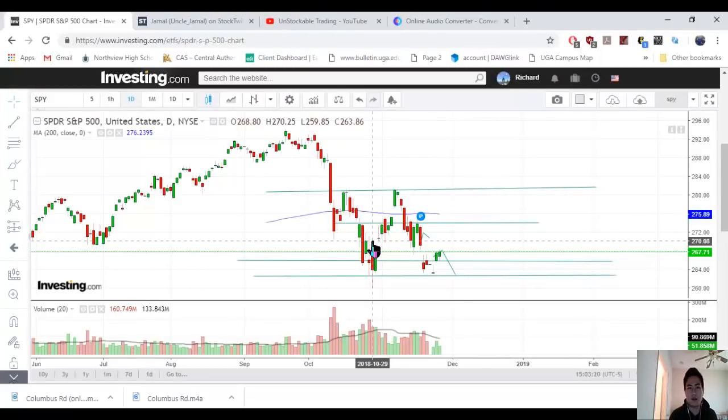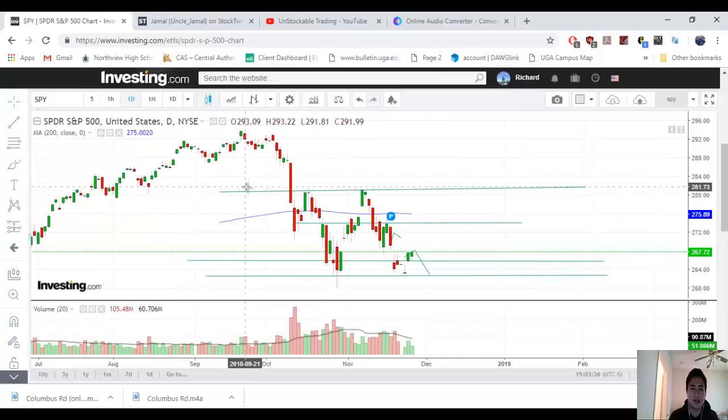So investing.com, it is a free website, and it has the basic tools and basic indicators that new stock traders like you would use. I mean, I use it too. It's very simple and very clean.